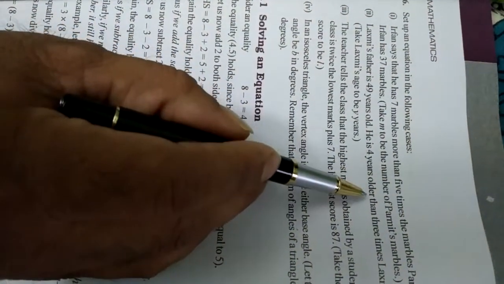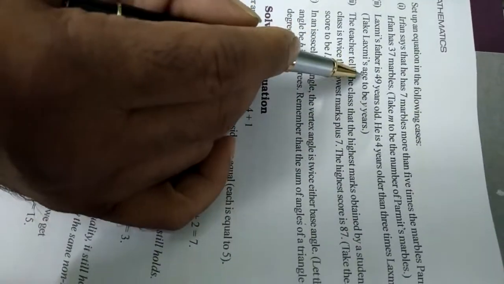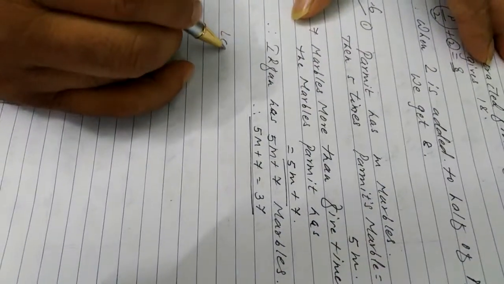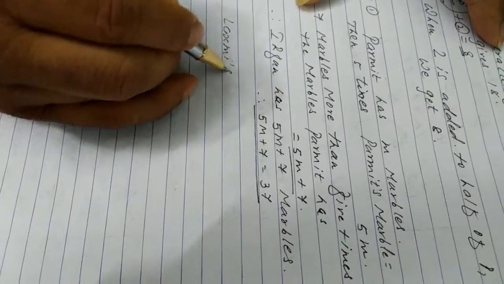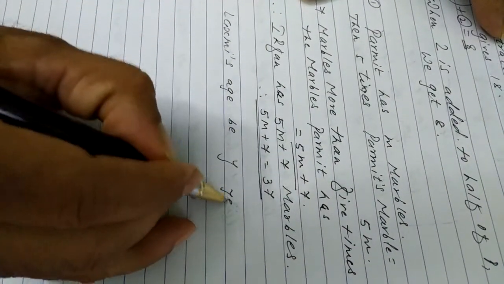Now let's see the second. Lakshmi's father is 49 years old. He is 4 years older than 3 times Lakshmi's age. Take Lakshmi's age to be Y years. What is the age of Lakshmi? Y years, right? Lakshmi's age be Y years.